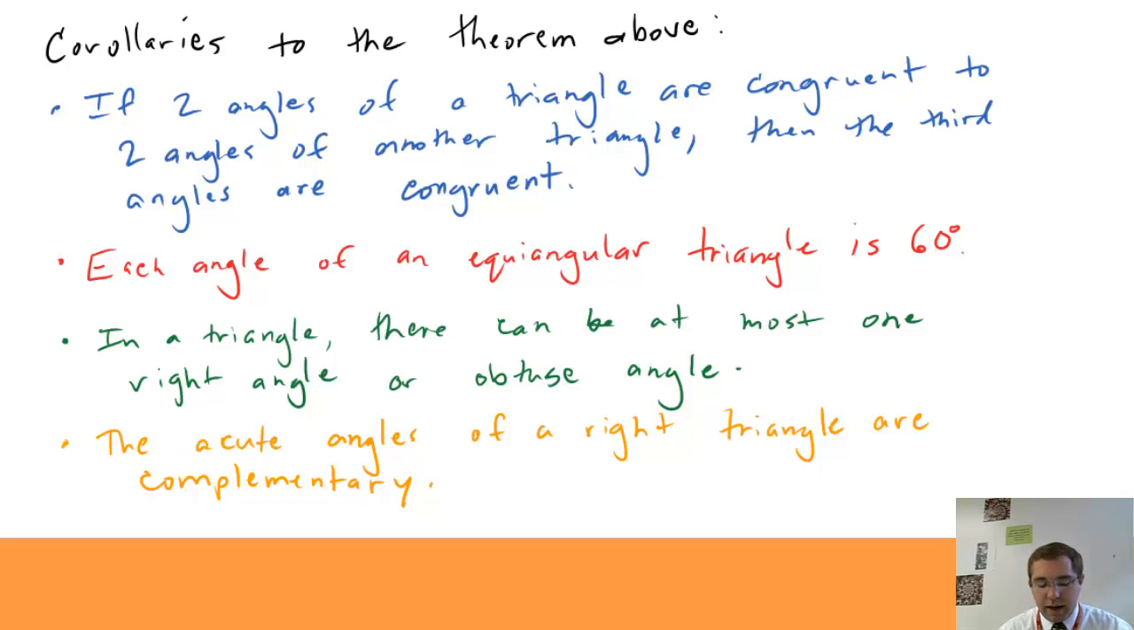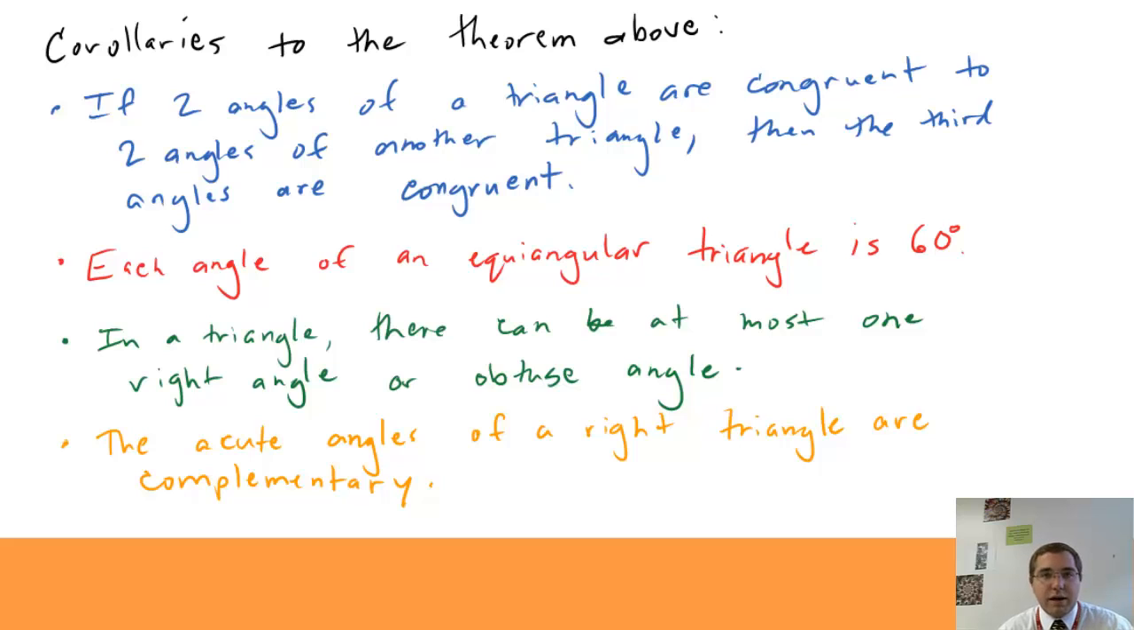In a triangle, there can be at most 1 right angle or obtuse angle. So that means you can't have 2 right angles in a triangle, you can't have 2 obtuse angles in a triangle, and you can't have a right angle and an obtuse angle in a triangle. And that has to do with the fact that the 3 angles have to add up to 180.